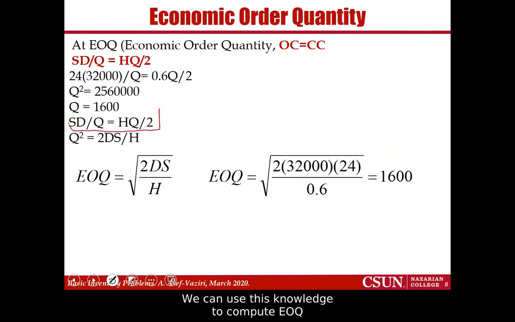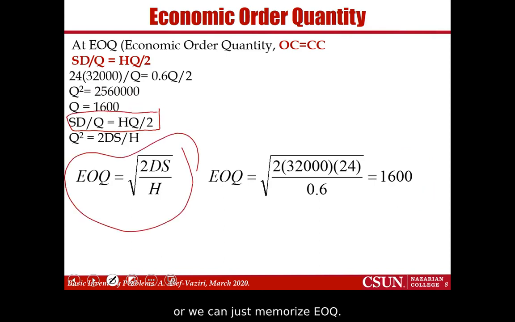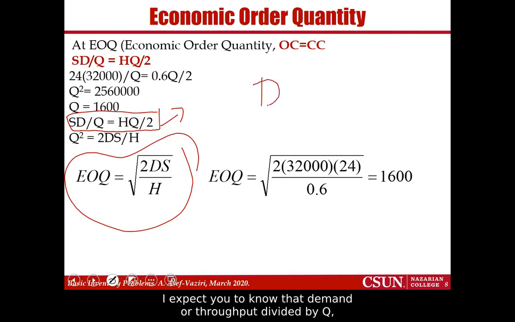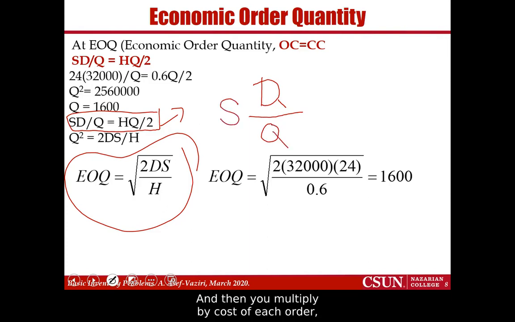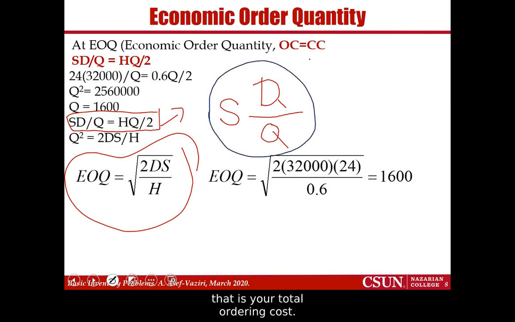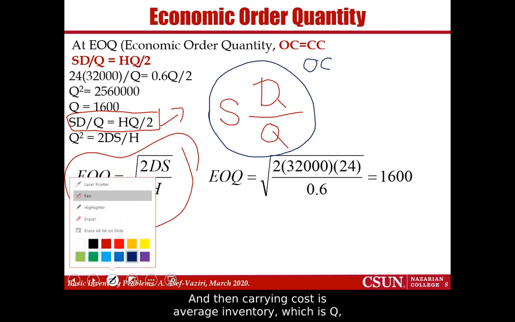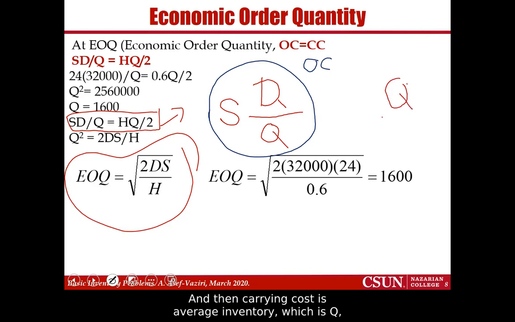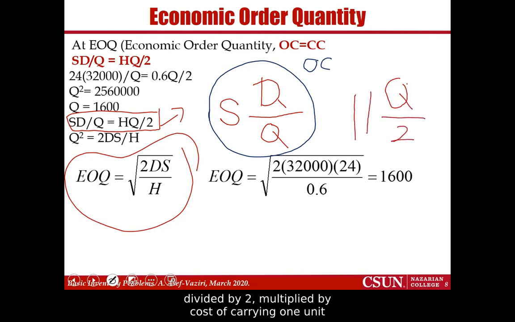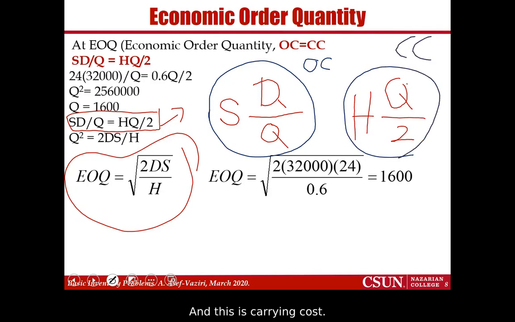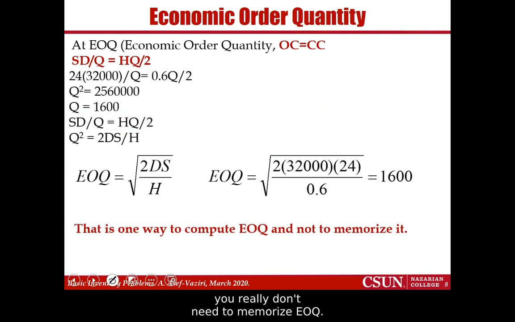We can use this knowledge to compute EOQ, or we can just memorize EOQ. I expect you to know this. I expect you to know that demand or throughput divided by Q, that is number of orders. And then you multiply by cost of each order, that is your total ordering cost. And then carrying cost is average inventory, which is Q divided by 2, multiply by cost of carrying 1 unit of inventory for 1 year. And this is carrying cost. And these two are equal at EOQ. So if we know those relationships, we really don't need to memorize EOQ. Nevertheless, in exam, I will give you EOQ formula.